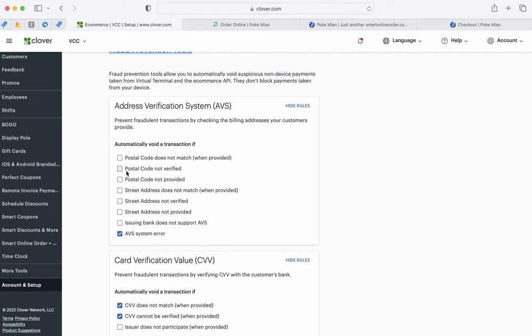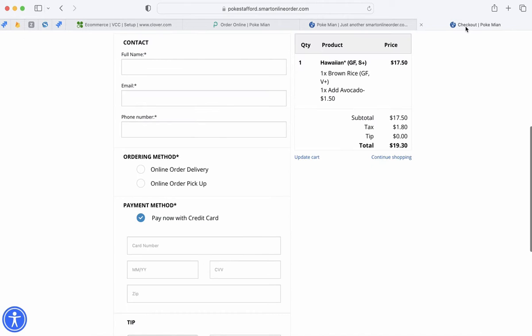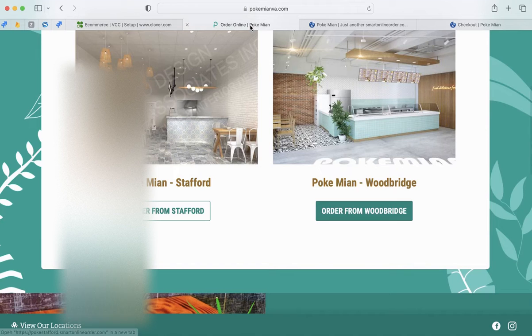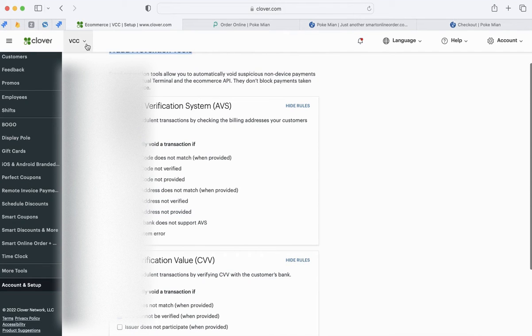One thing you can do is ask for their let's take a look here. You know what, let me choose this specific location. This one is Stafford. Okay, let me choose that one actually.